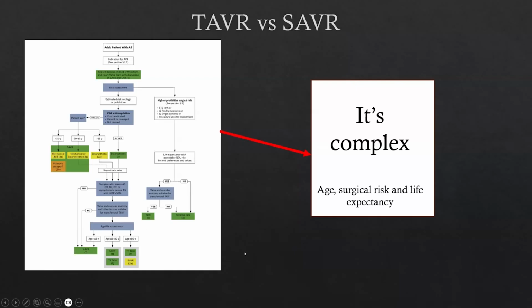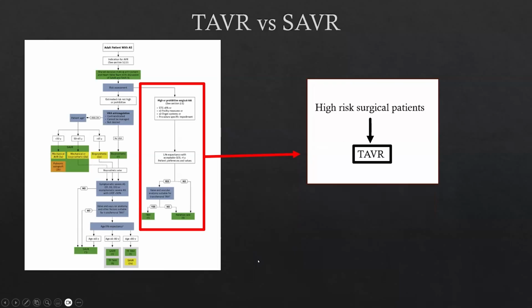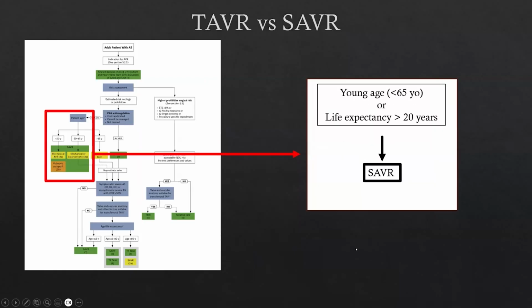So this is a complex chart. We're not going to go through it in detail. I'm going to give a high level of the decisions that are made. But really, age, surgical risk, and life expectancy are the most important features. Somebody that's high surgical risk, as we discussed earlier, should get a TAVR.